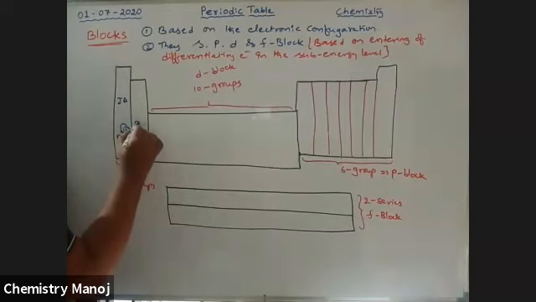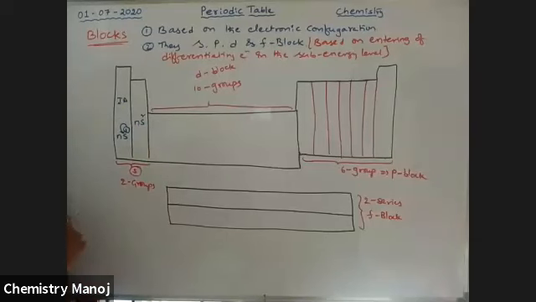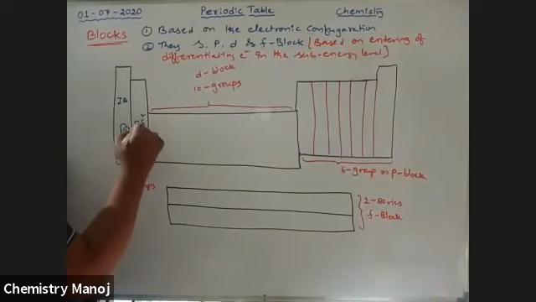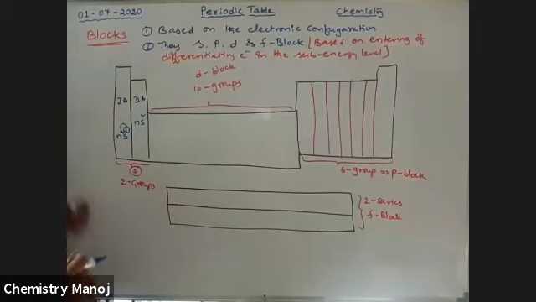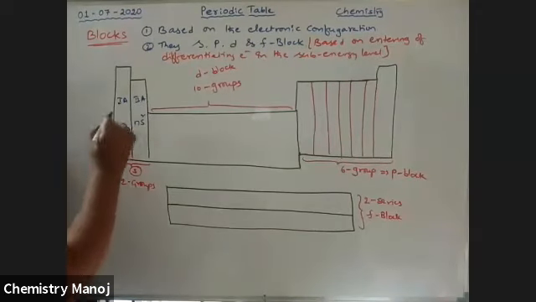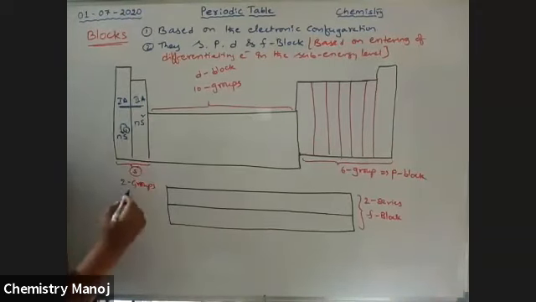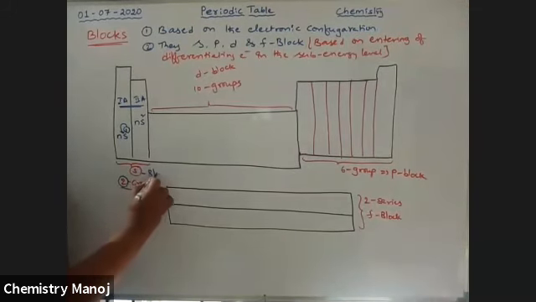For this, ns2 is the outermost electronic configuration. So here also the second electron is the differentiating electron. That is also present in the S sub-energy level. That is why it is also an S block element. So it is a 2A group element. That means 1A and 2A are collectively called S block elements. Here two groups are there.